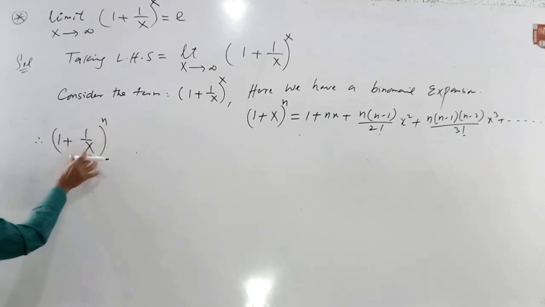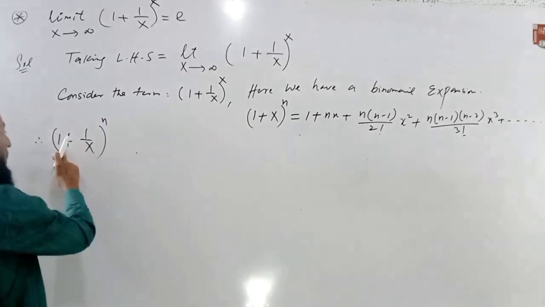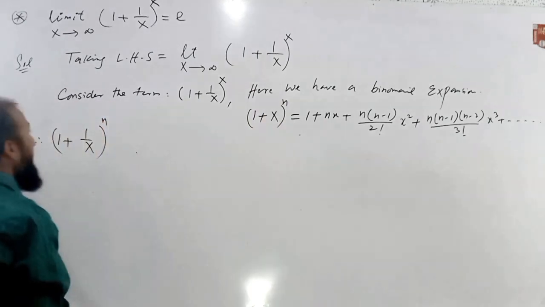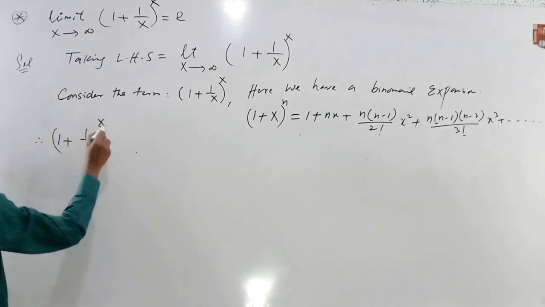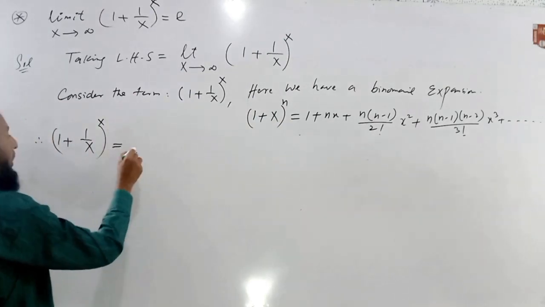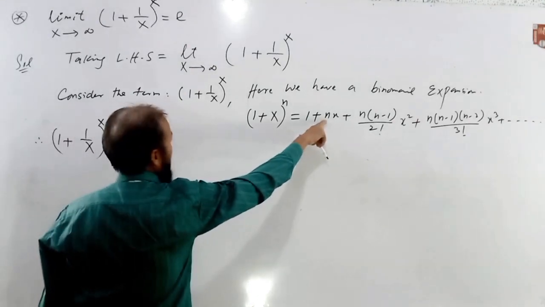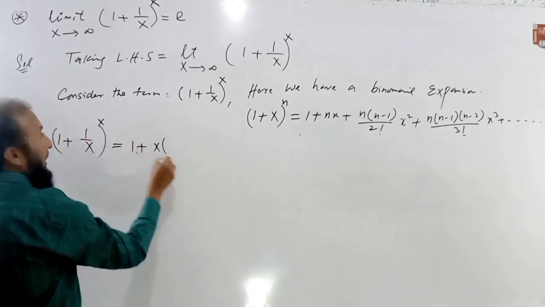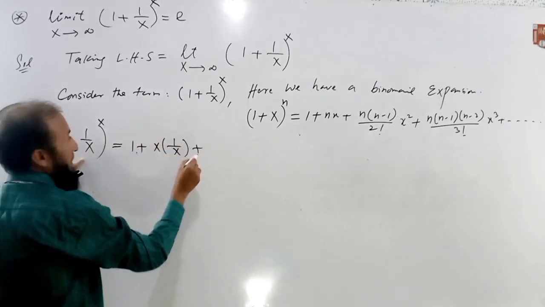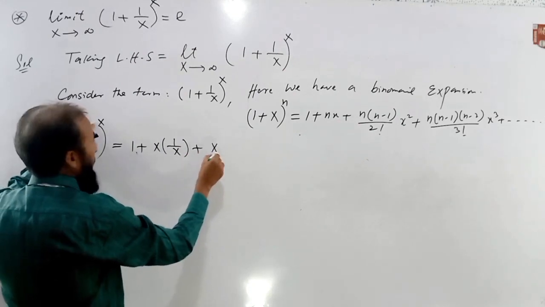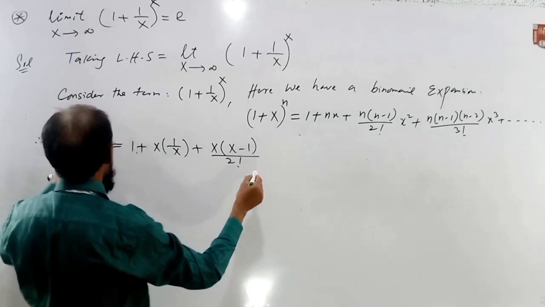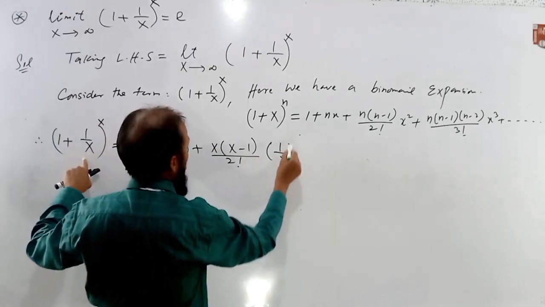It means that if we compare both terms, here 1 is equal to 1, x is equal to 1 by x, and n is equal to x. Now expanding by this formula: in place of n we put x, and in place of x we put 1 over x, giving 1 plus x times 1 over x, plus x into (x minus 1) divided by 2 factorial, and in place of x we put (1 over x) whole square.